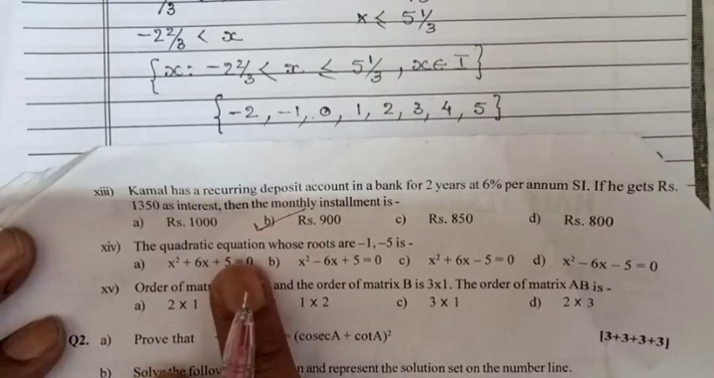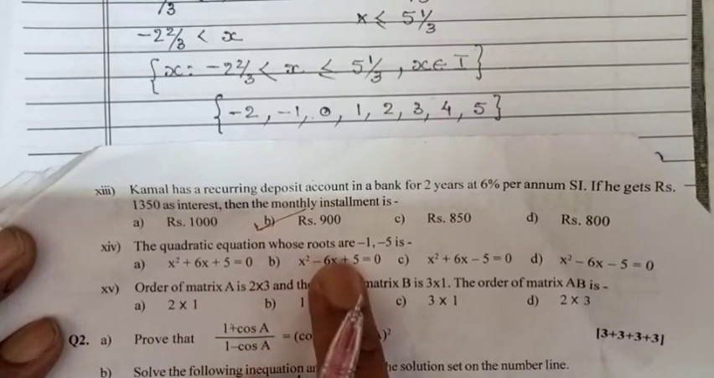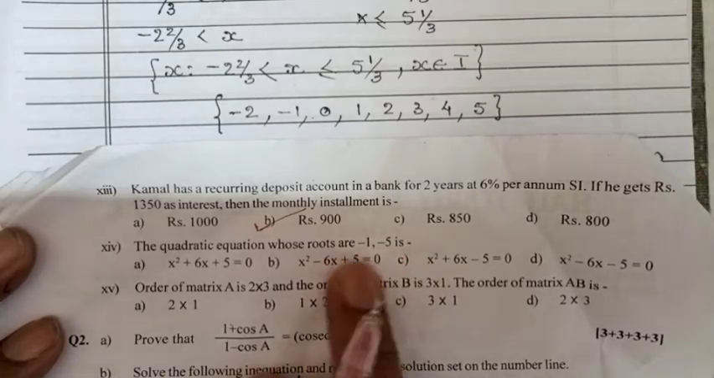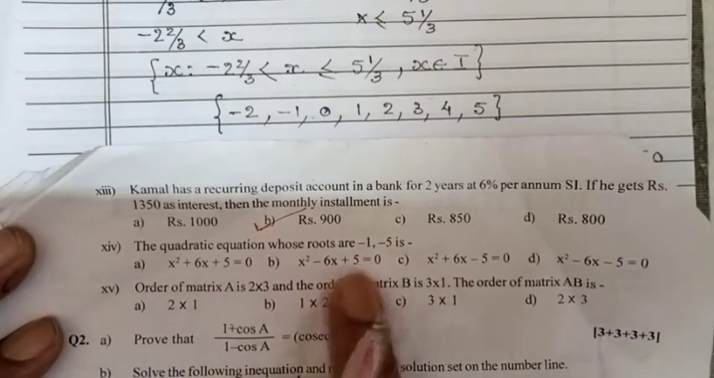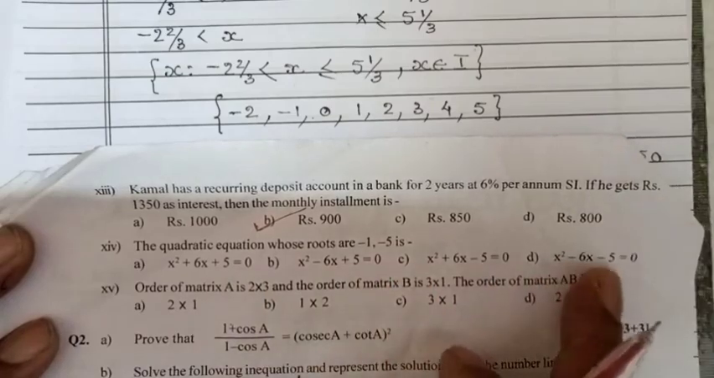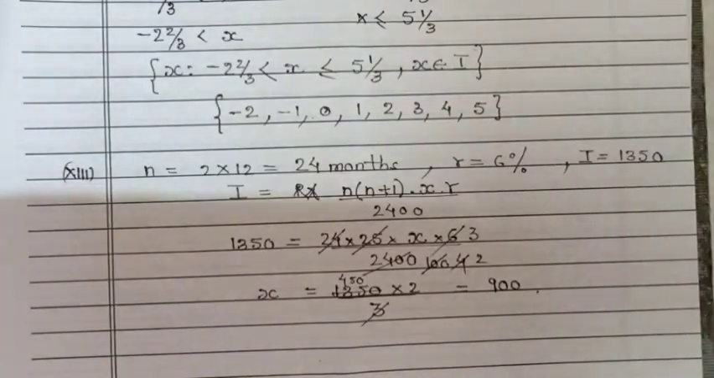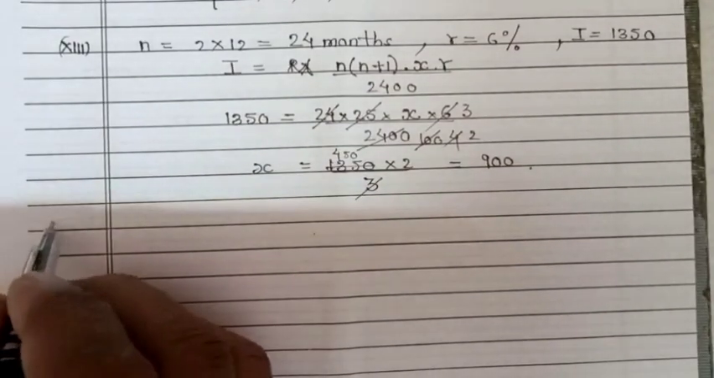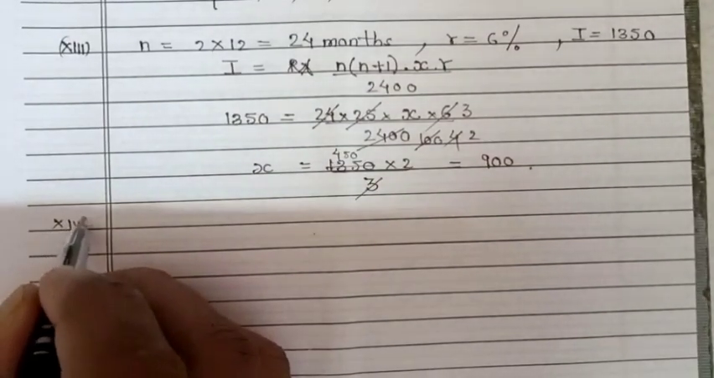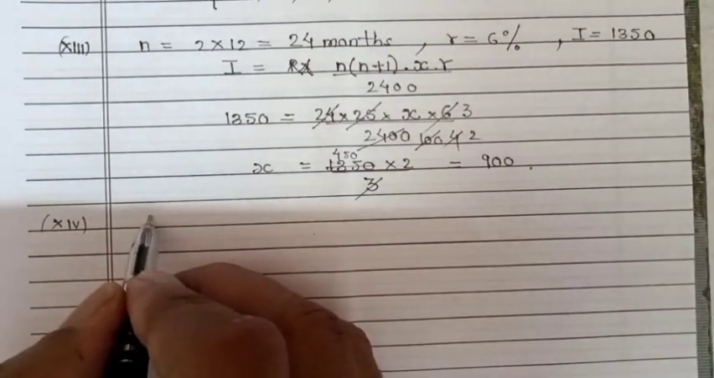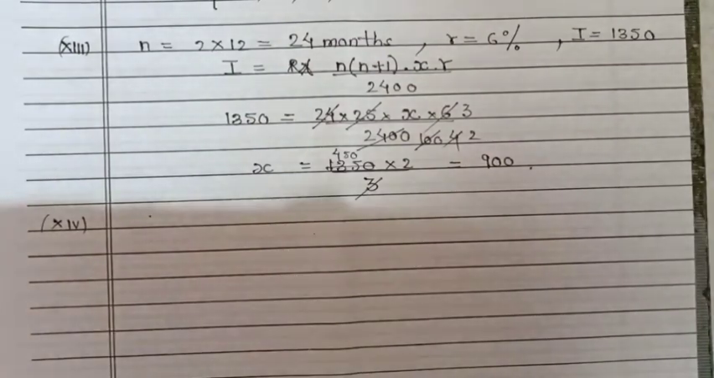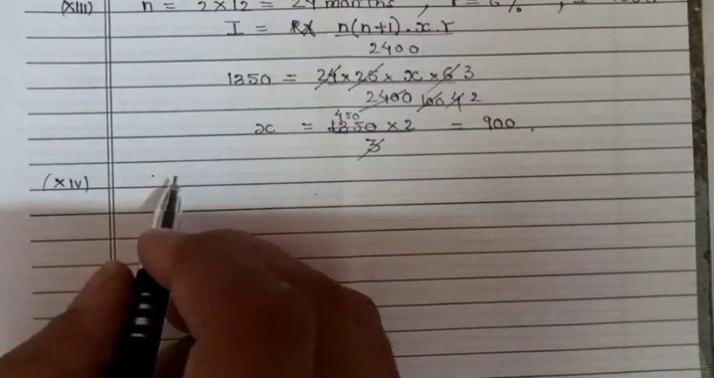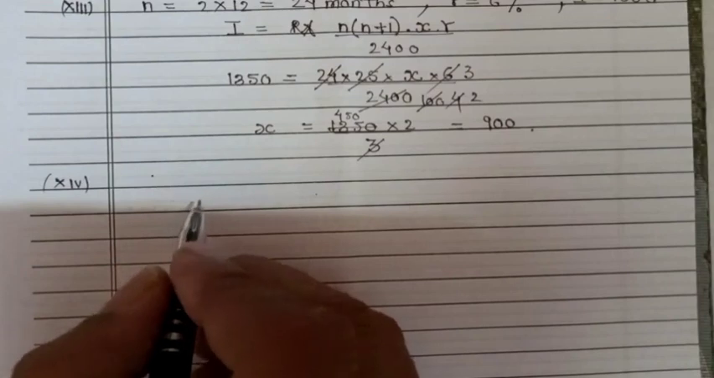Now moving on to the 14th part. They have said you have been given quadratic equation whose roots are -1 and -5. These are the roots given to you and you have to select the correct quadratic equation. See, so in question number 14, roots are given. So the two roots given to us are -1 and -5.